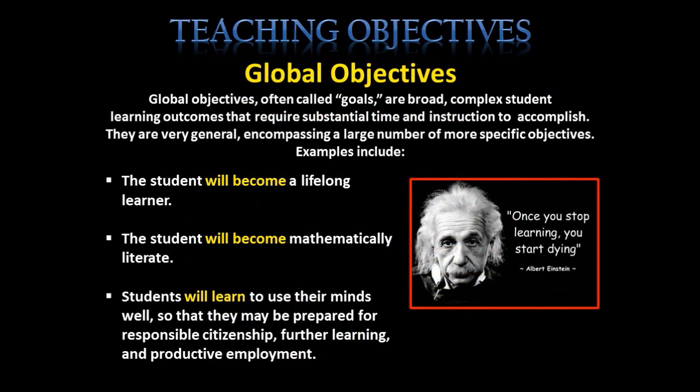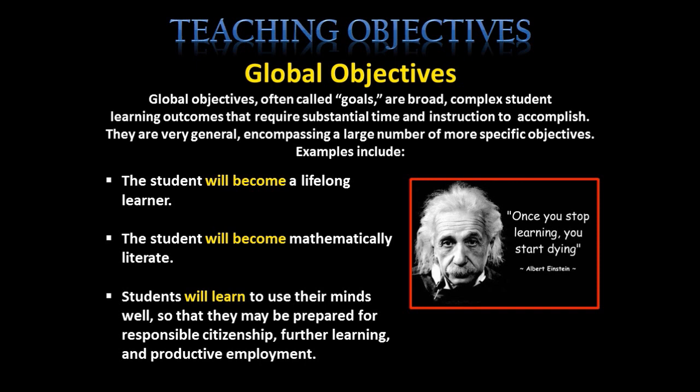Three levels of teaching objectives. In our everyday activities, objectives help us focus on what's important. They remind us of what we want to accomplish. Instructional objectives describe the kinds of content and processes teachers hope their students will learn from instruction. The first of these 3 objectives is global objectives. Global objectives, often called goals, are broad, complex student learning outcomes that require substantial time and instruction to accomplish. They are very general, encompassing a large number of more specific objectives.